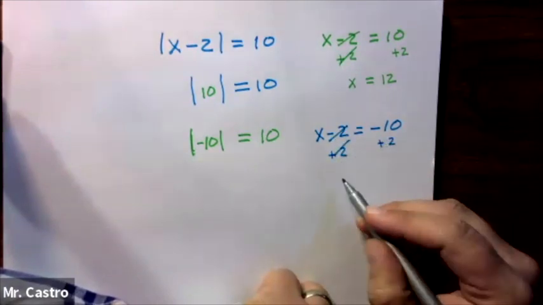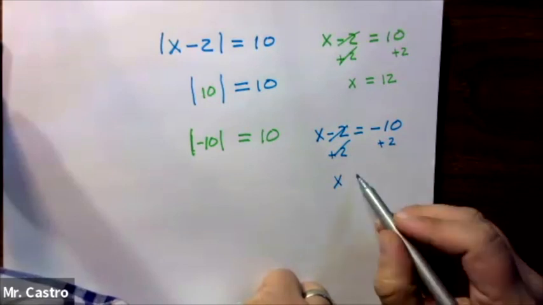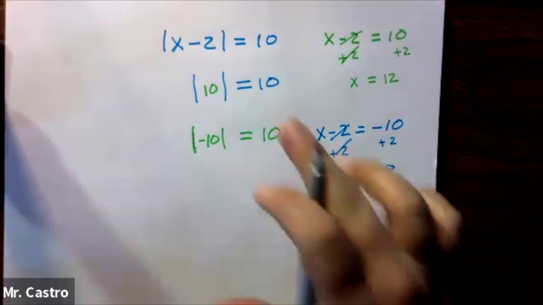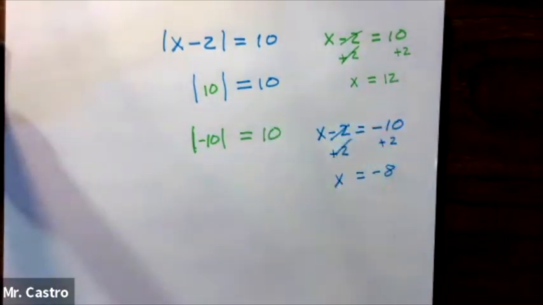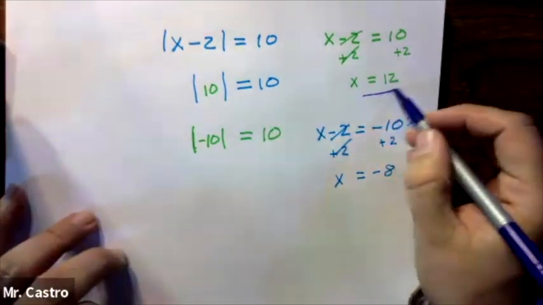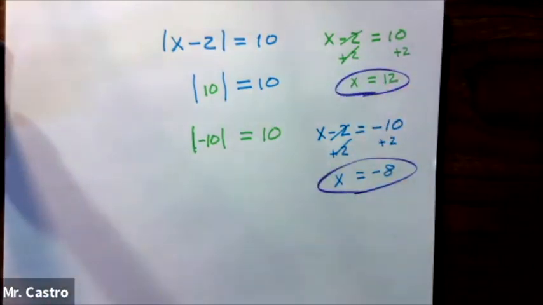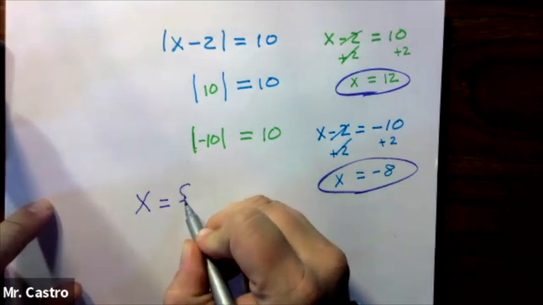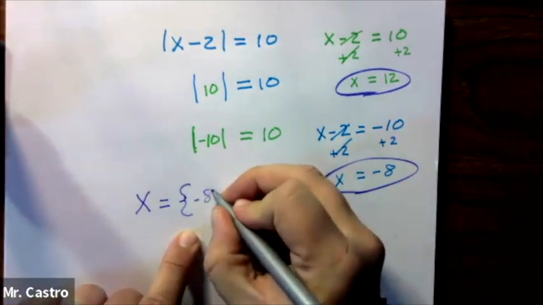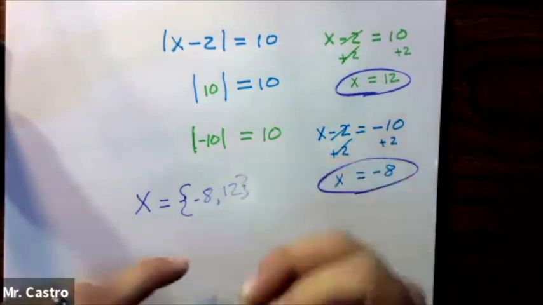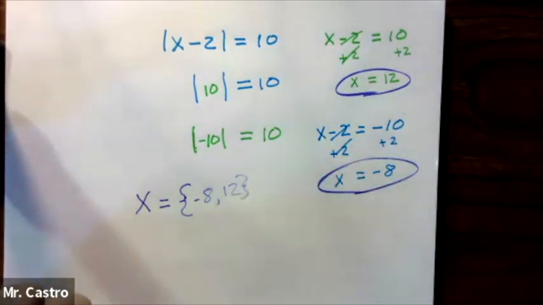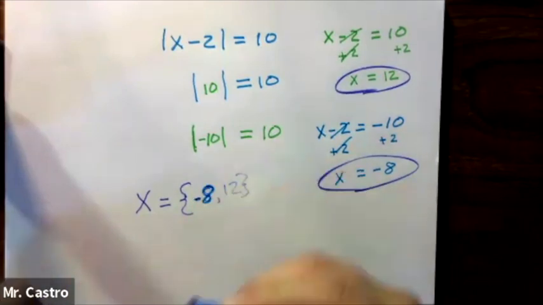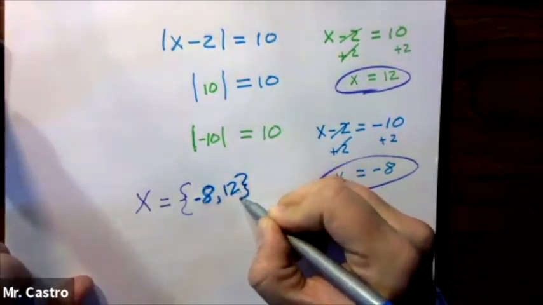Now over here, if I do the same thing, if I add 2 to both sides, negative 2 plus 2 goes away. I'm left with x. Negative 10 plus 2 is negative 8. So that's how we can work these algebraically to find the answers: 12 and negative 8. So x is equal to, curly brackets, negative 8, comma, positive 12.